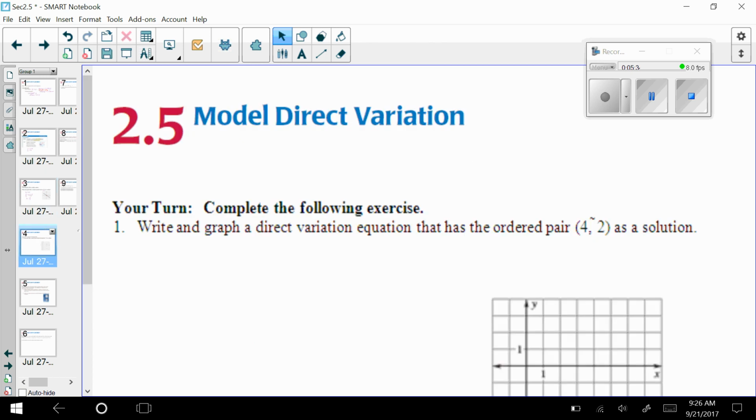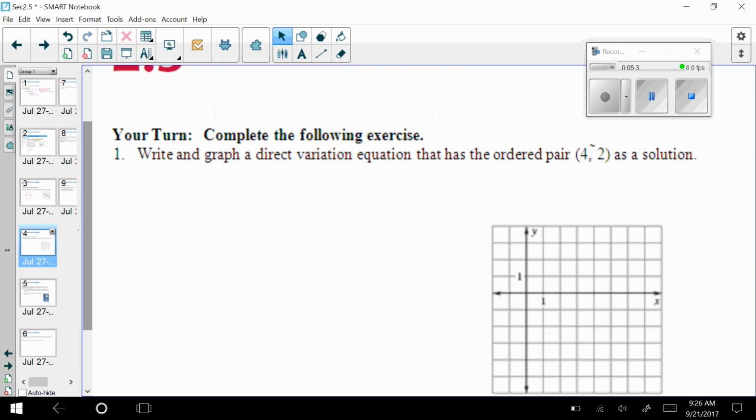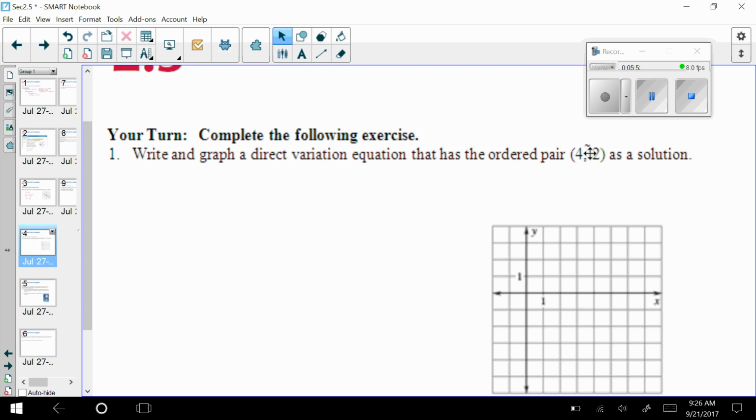So on your own, try this exercise. It says write and graph a direct variation equation that has an ordered pair of 4, 2. Oh, that should say 4, -2. And on your guided note sheet, it has a box. There was just an error in the font. So try this one on your own, pause your video if you need to, and then unpause for the solution.